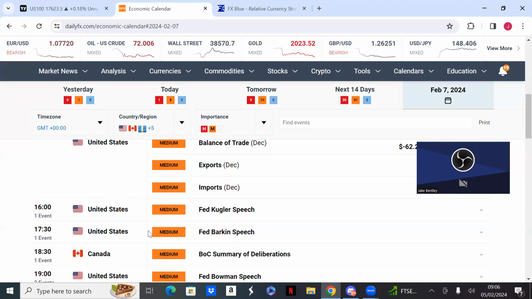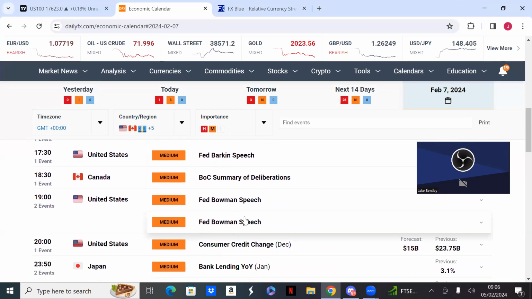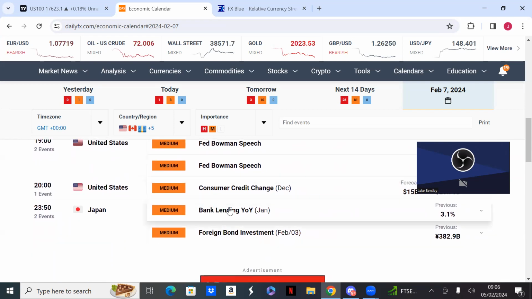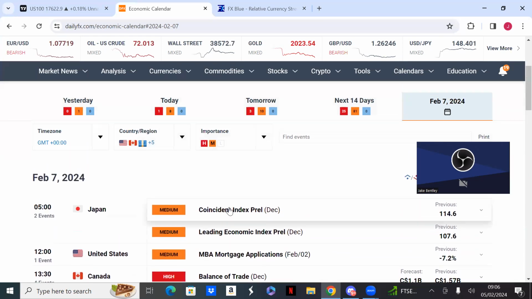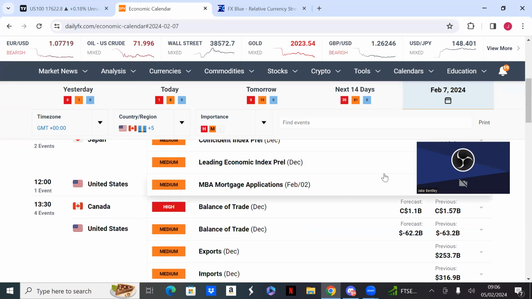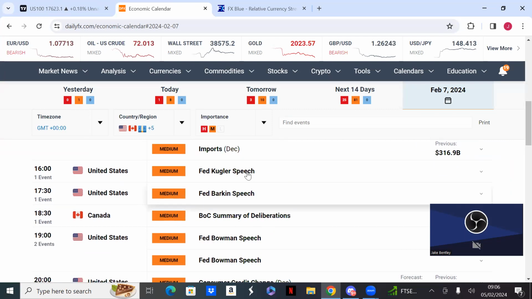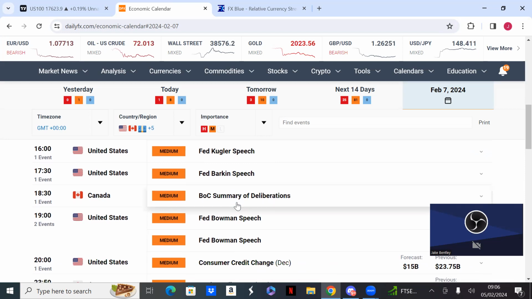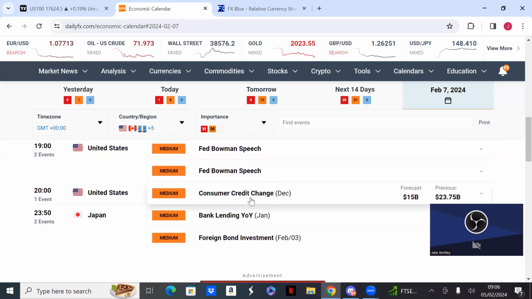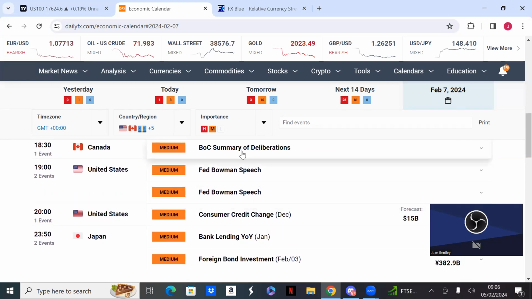Okay, so Wednesday we have a few Fed speeches, still some Fed speeches. A lot of Fed speeches there. We have balance of trade for CAD. So we need to watch out for those Fed speeches. Again, as long as it's not Powell, if you don't know who Powell is, the head of the Federal Reserve, the Fed. All these other people, Fed Bowman, Fed Barkin, Fed Kugler, again, they will see some volume in the market, but not as much as Powell. Powell is the one that creates crazy, crazy moves.